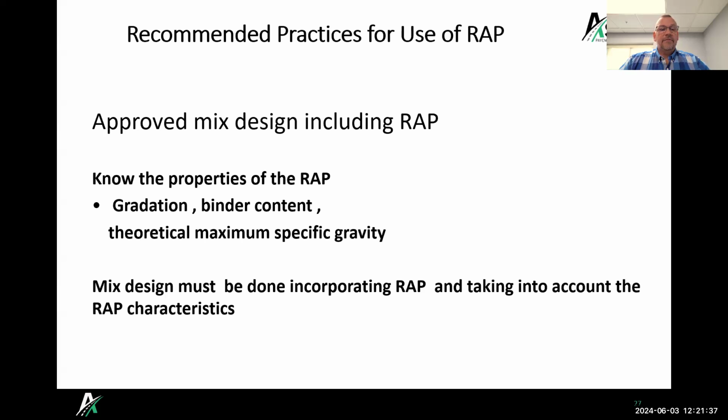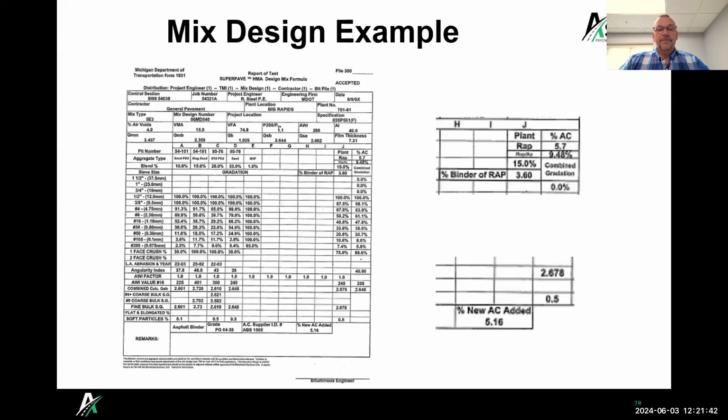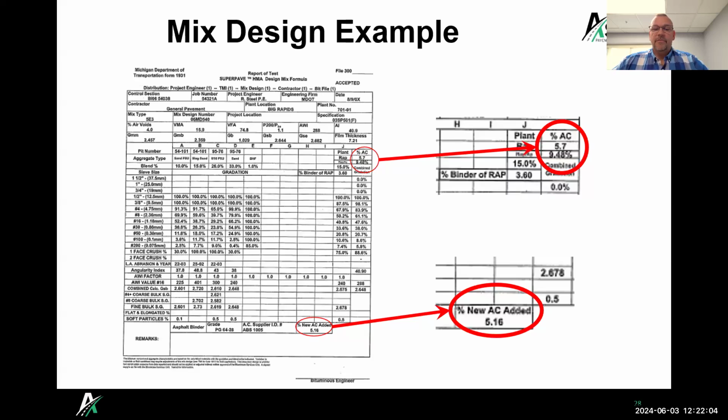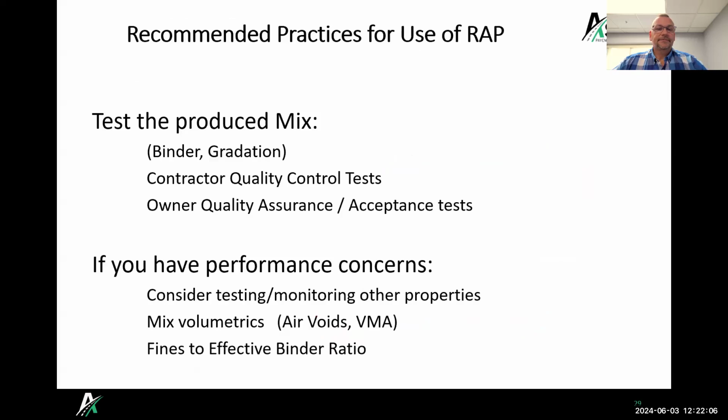And then you've got to have the mix design incorporating that wrap and taking into account all of those wrap characteristics. So in the mix design example here, we've got 15% wrap going in. Our total asphalt cement is 5.7, and we've got 5.16% new AC added. So we're accounting for a little bit of that asphalt cement coming from the wrap. So really, we want to make sure that we're testing the produced mix that has wrap in it, just like we would all of our mixes.